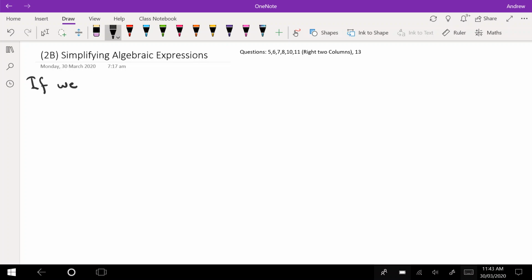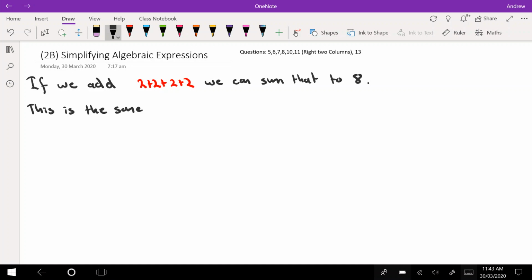If we add 2 plus 2 plus 2 plus 2, well, we know that's equal to 8. We also know that this is the same as writing 4 times 2.